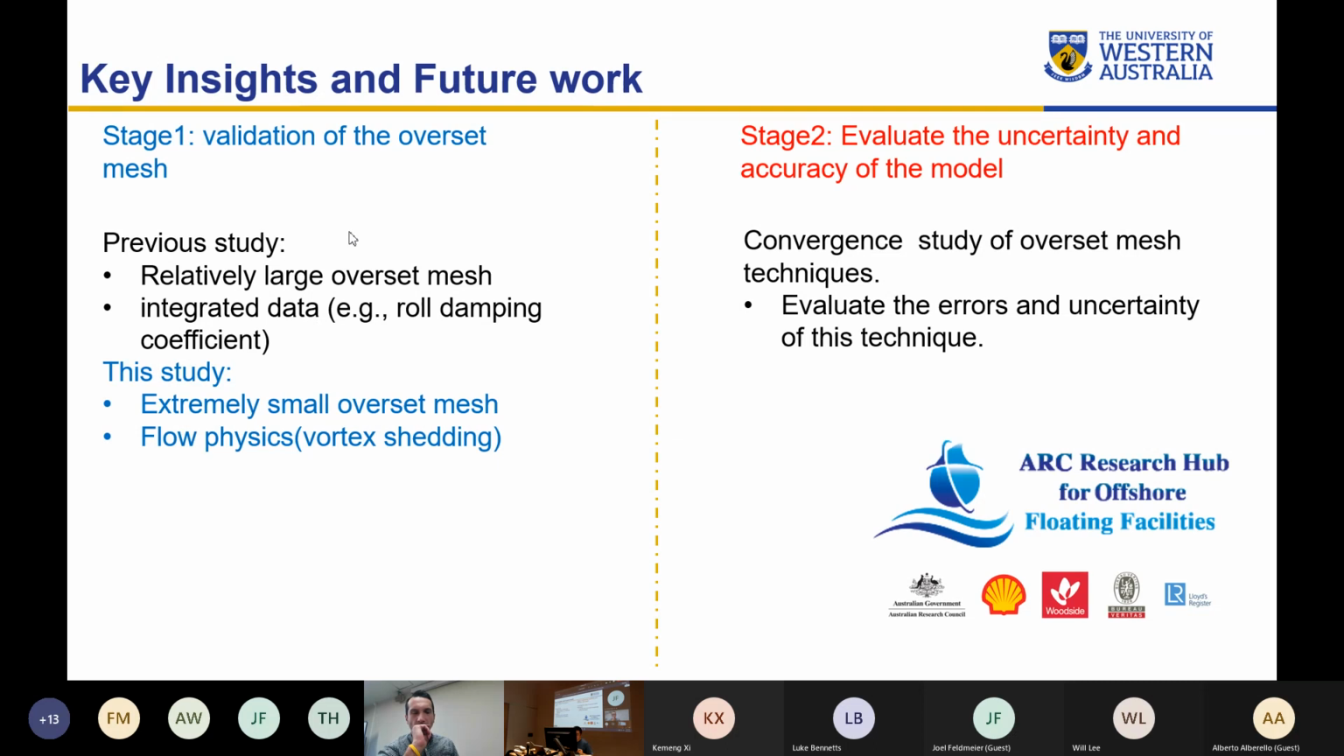So at this stage, we validate the overset mesh, and compared with previous study, we use extremely small overset mesh. And compared with previous studies, they usually compare their results using integrated data, but we focus more on the flow physics, like the vortex shedding. And even though our previous results show that the errors brought in by the interpolation of the overset mesh may be ripples, we have to understand how large the ripple is, and we have to evaluate errors and uncertainty of this technique.